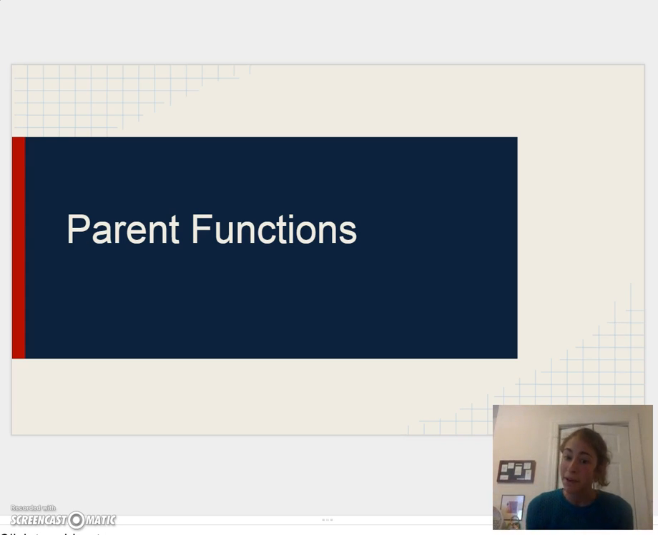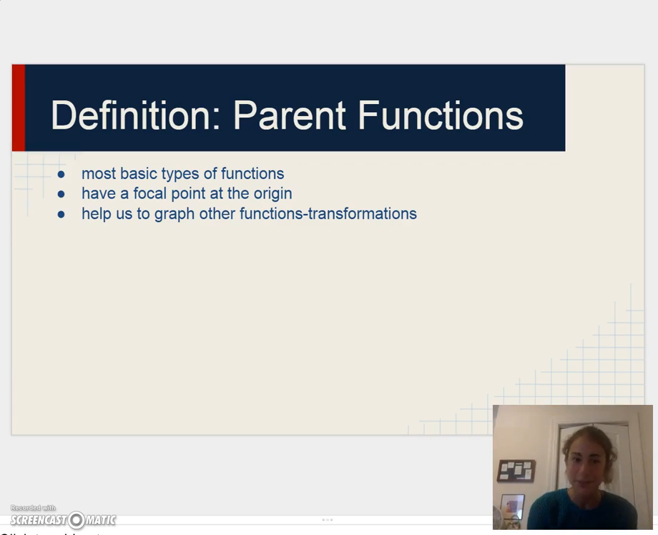Before I tell you what the parent functions are, I need to tell you the definition of a parent function. Parent functions are the very most basic type of function. You should think of it like every other function is based off of a parent function. Once you know the parent functions, you can understand a whole slew of other functions.